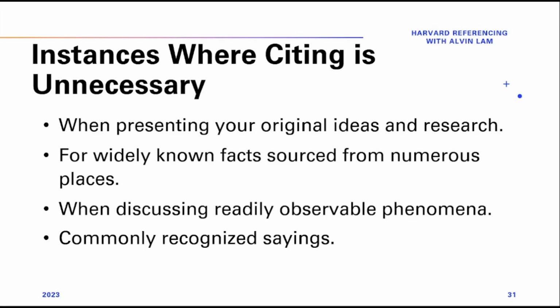Now, there are also some instances where citation is unnecessary. In other words, you may not need to cite them. These are situations when you present your original ideas or research, or it is a widely known fact sourced from numerous places. Or it could be when discussing readily observable phenomena, like for example, in which direction the sun sets. Or commonly recognized sayings that have been used throughout centuries, for instance.